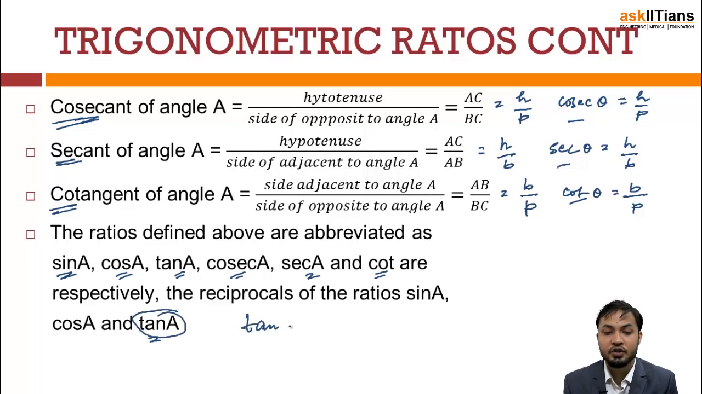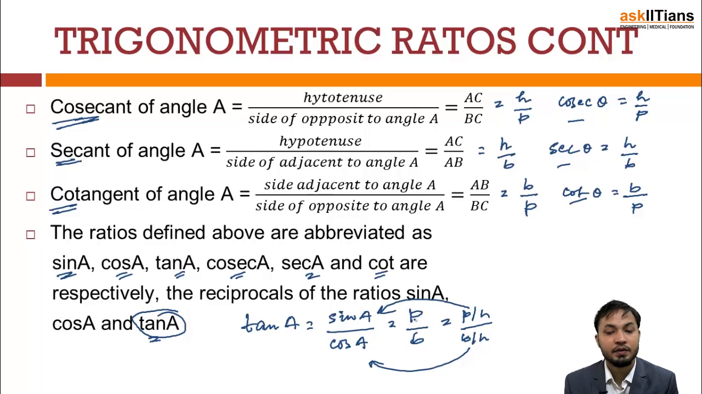Why? Because tangent of any angle is equal to sine A by cos A. How is that? Remember, tan A is P by B, which I can also write as P by H divided by B by H, right? So that gives me this. So if I know only sine and cos, I can take out all the 4 remaining. Alright, let's move on to the next part.